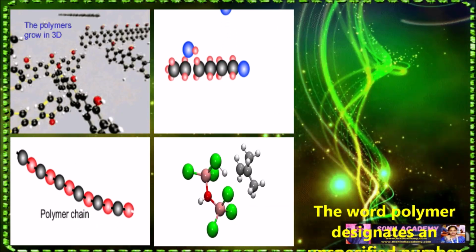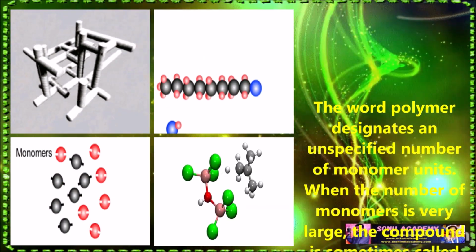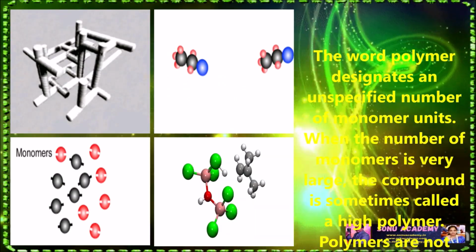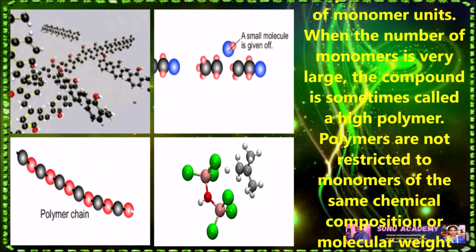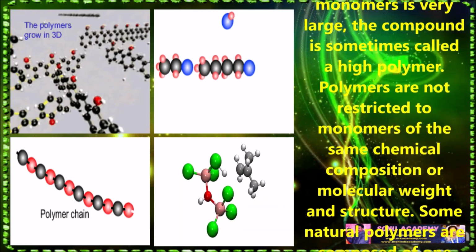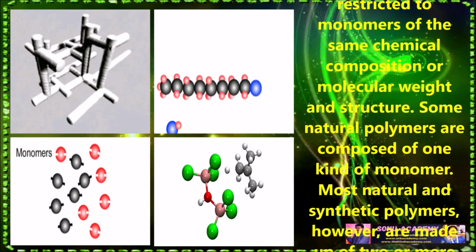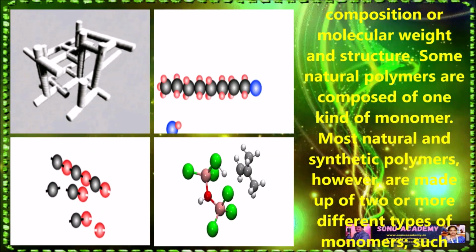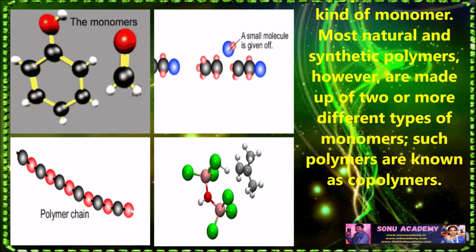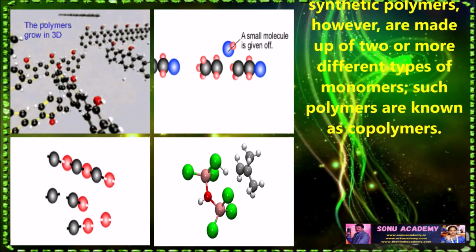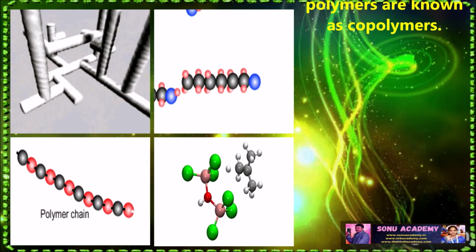Children, the word polymer designates an unspecified number of monomer units. When the number of monomers is very large, the compound is sometimes called a high polymer. Polymers are not restricted to monomers of the same chemical composition, molecular weight, and structure. Some natural polymers are composed of one kind of monomer. Most natural and synthetic polymers, however, are made up of two or more different types of monomers. Such polymers are known as copolymers.